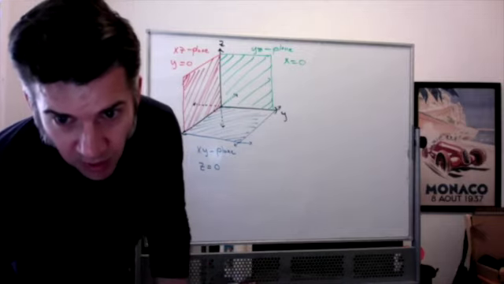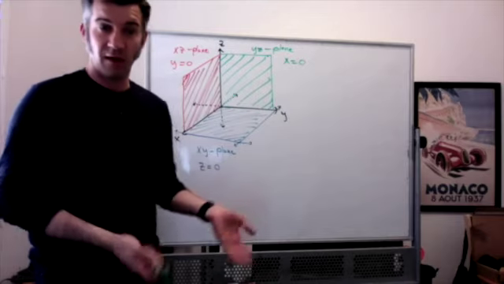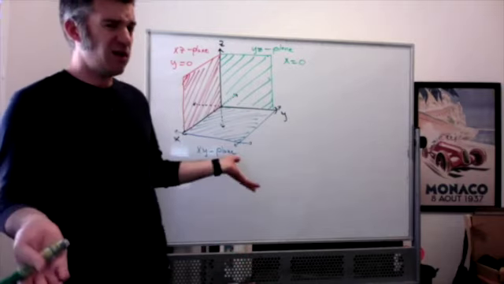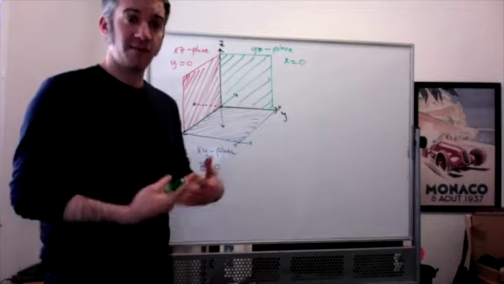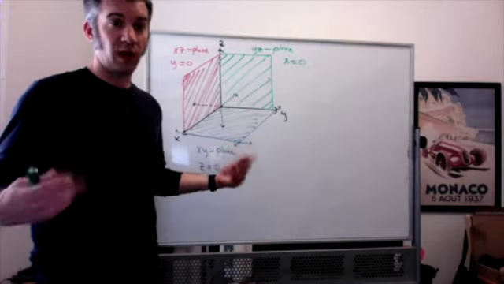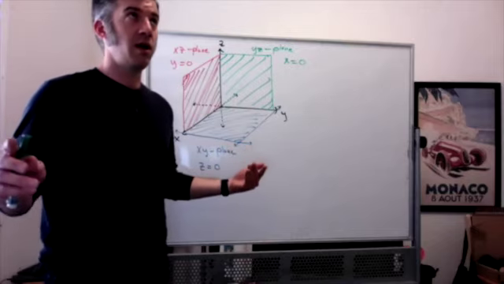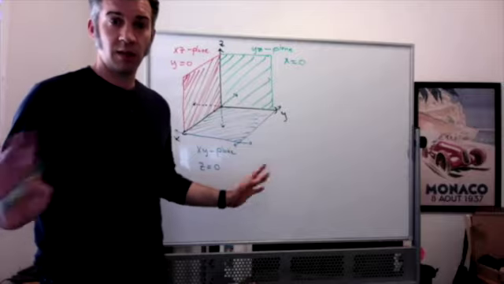So that's a really important idea: if you're missing a variable, regardless of how many dimensions you're graphing, whether it's in 2 dimensions or 3 dimensions, that means you can extend your graph in the direction of that variable as much as you want.